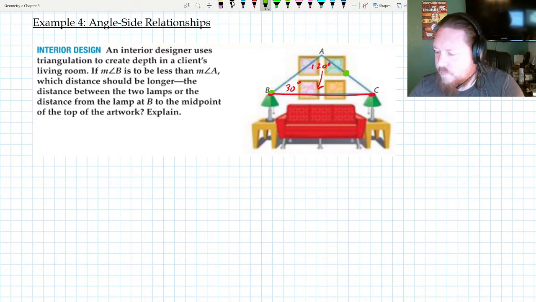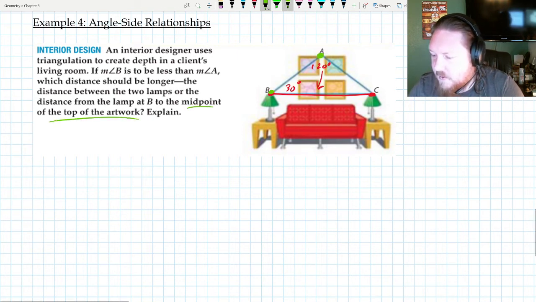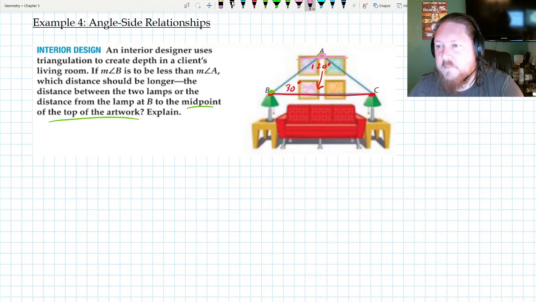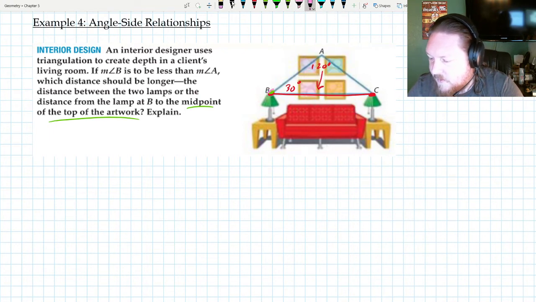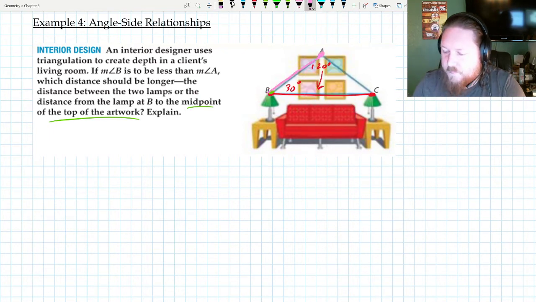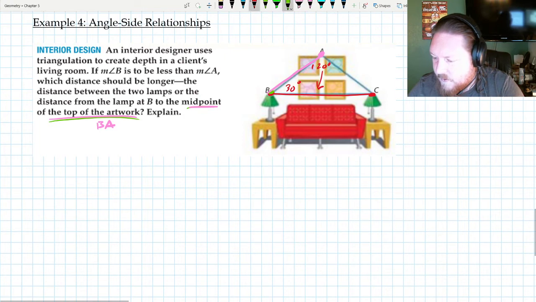Oh, that's point A. The midpoint to the top of the artwork. I got to look at the top of the artwork, and I see there that the midpoint is A. Okay, that's what was throwing me off. So we're then comparing it to side BA. So this is BA, and the other side we did in red, it was BC.